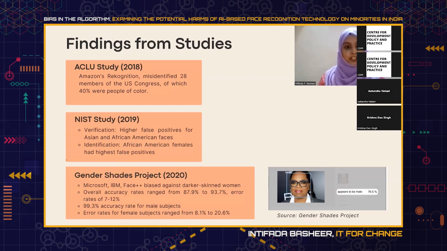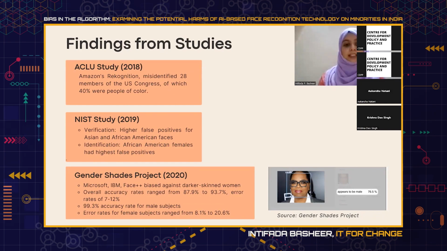examined three commercial FRT tools developed by Microsoft, IBM, and a Chinese company called Face++. And it found that, again, all three of them were biased against darker skinned women. Now, what's interesting to note is that the overall accuracy rates range from 87.9% to 93.7%, which are quite high.